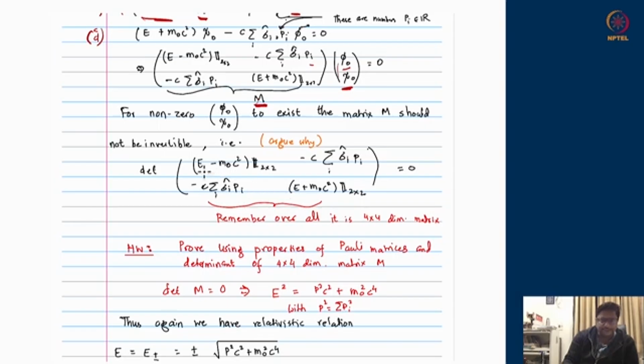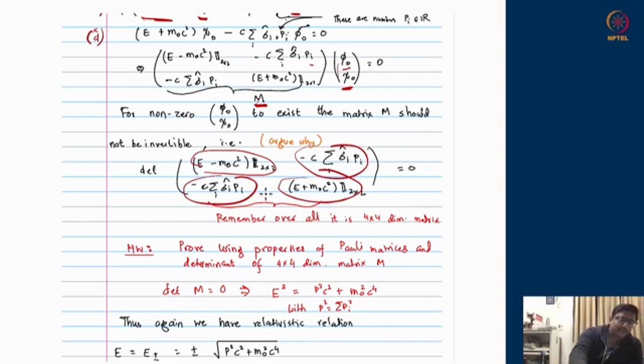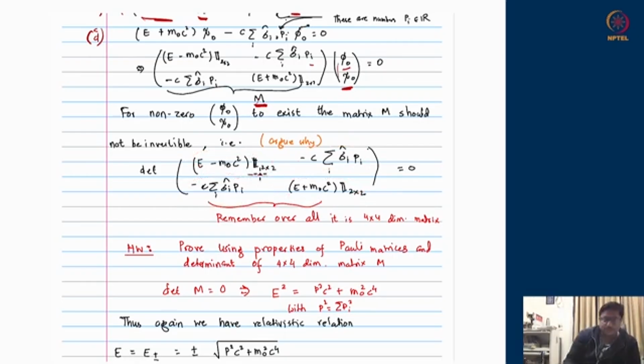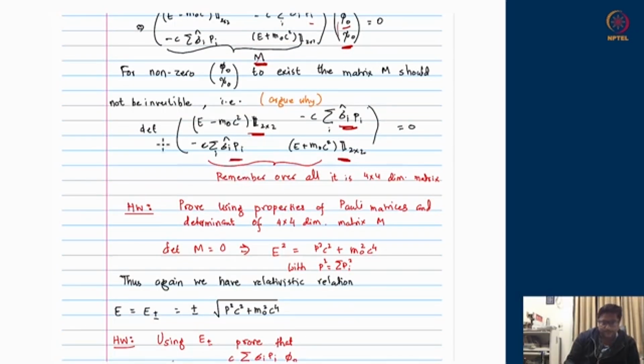That means the determinant of these 2 cross 2 blocks, multiplying this and this, should be equal to 0. So it is a 4 cross 4 dimensional matrix, not a 2 cross 2 dimensional matrix. So be slightly careful about it. There is a 2 cross 2 element here, 2 cross 2 element here, 2 cross 2 element here, and 2 cross 2 element here. So in principle, it is a 4 cross 4 dimensional matrix, and this is a good exercise for you to write down what you get if you write down the determinant of such a 4 cross 4 dimensional matrix.